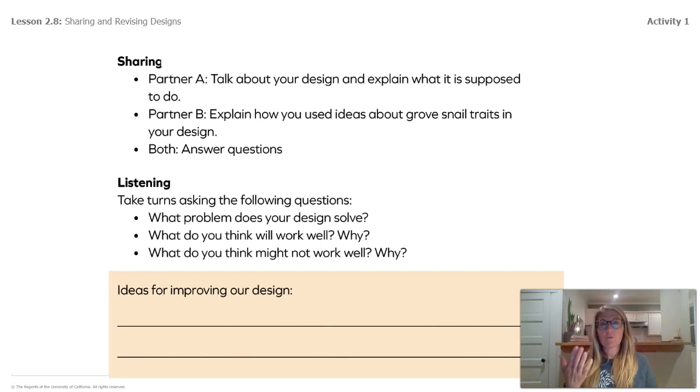What's important to remember is when you're sharing and when you're listening. So if you're sharing, you want to talk about your design and explain what it's supposed to do. You also want to explain how you used ideas about the grove snail traits in your designs. Then you'll listen and you'll answer questions as people ask them.